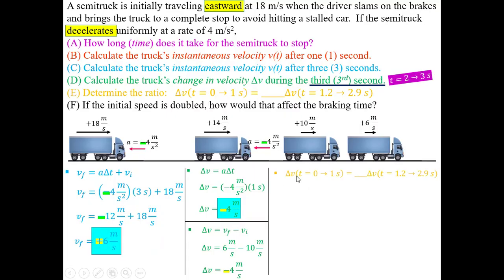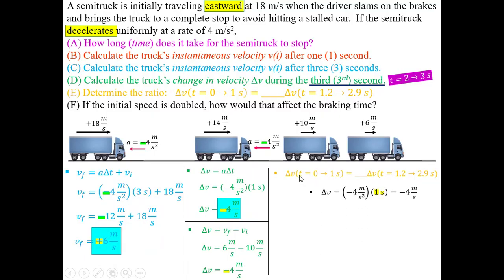All right. So here's the general statement in part E. It wants us to find the ratio between the change in velocity for the first second, and then compare that to the change in velocity between 1.2 to 2.9 seconds. So to do this, I'm just going to find delta V twice based on the time interval given.